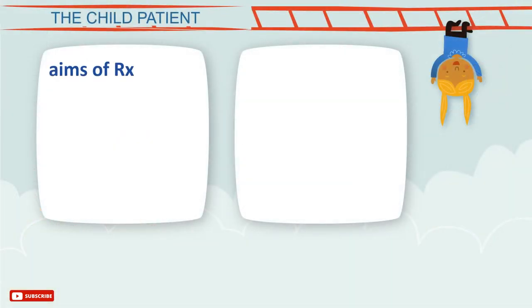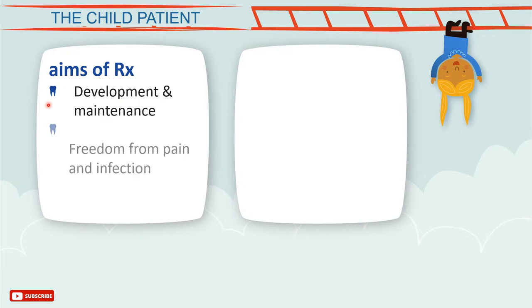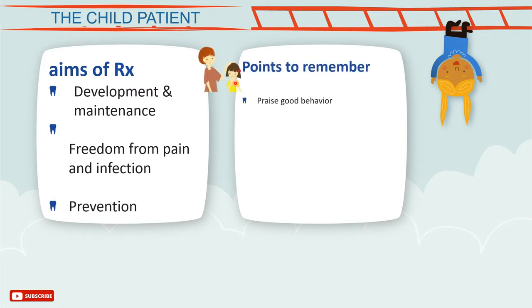Principal aims of treatment are development and maintenance of healthy, functional, and aesthetic primary and secondary dentitions, freedom from pain and infection, a happy and cooperative patient if possible, and do not forget, prevention is priority. With children, always remember, praise good behavior, reinforcement techniques for behavior management, and ignore bad acts. Involve the parents. They determine whether the child will return or not.